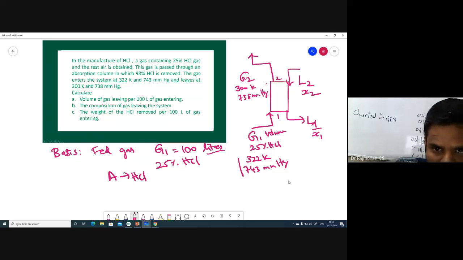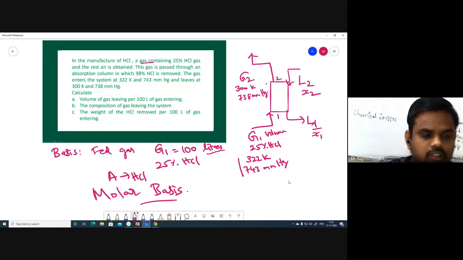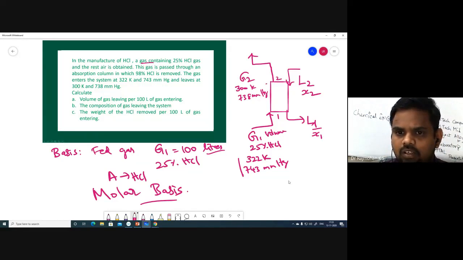So this is a gaseous system, right? Since it is a gaseous system, we can do the problem in terms of molar basis. So how to do it on a molar basis? Let us see. What is the basis given here?